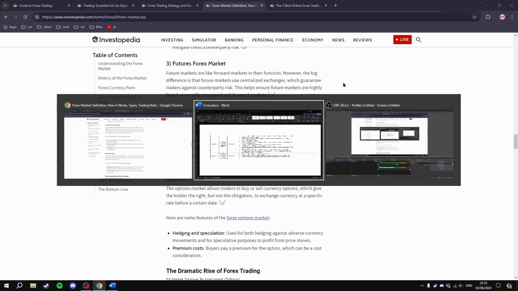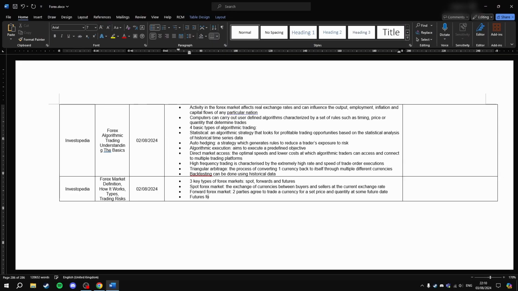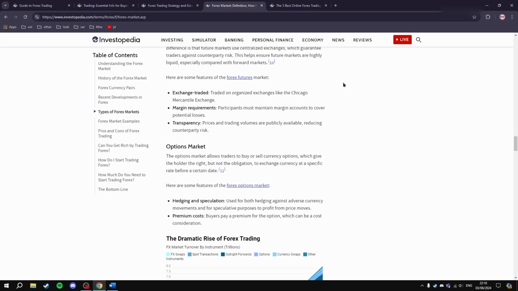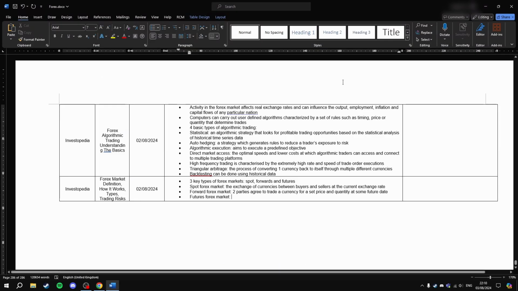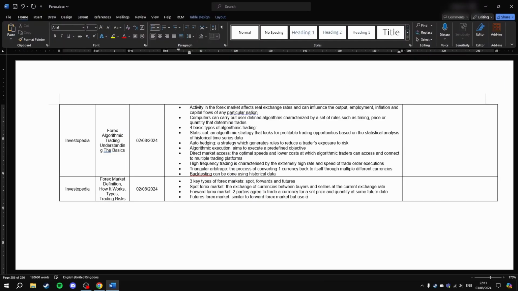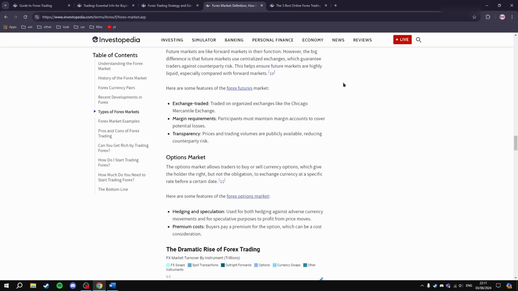Futures forex market. Futures markets are like forward markets in their function. However, the big difference is that futures markets use centralized exchanges, which guarantee traders against counterparty risk. This helps ensure futures markets are highly liquid, especially compared with forward markets.